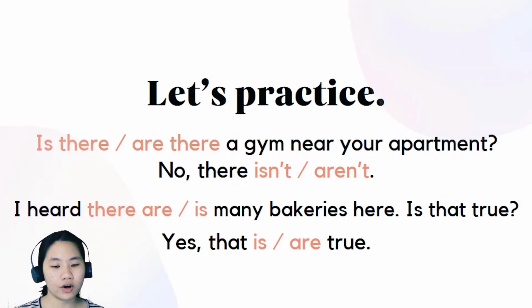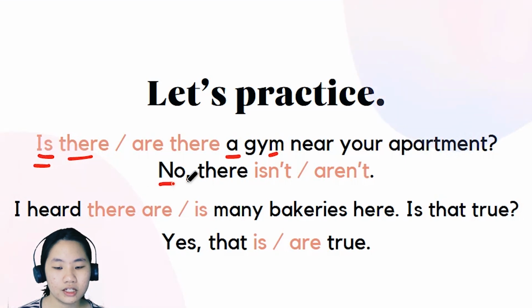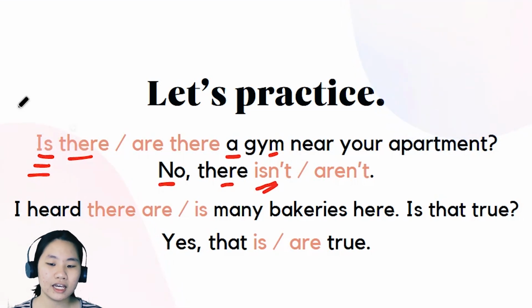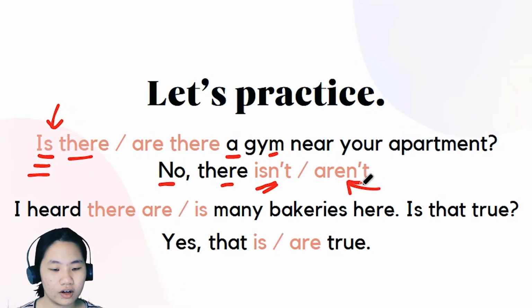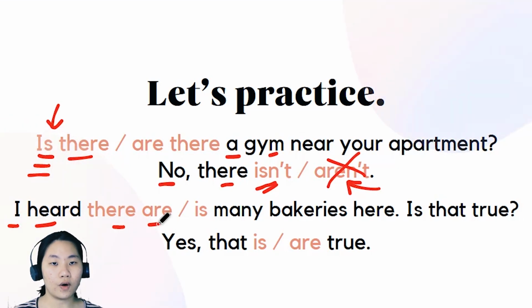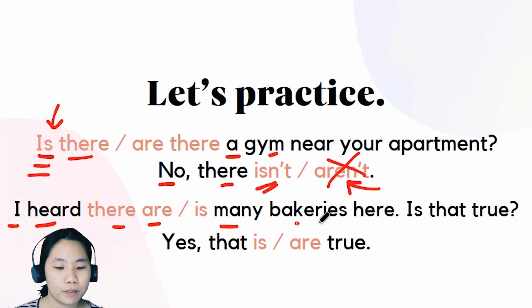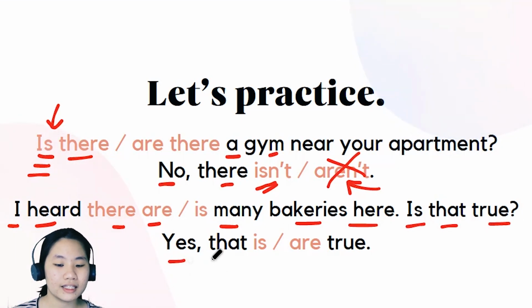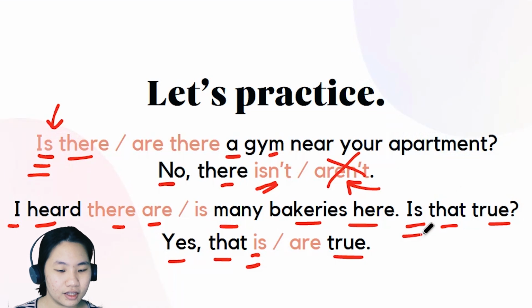Okay, so the answer for our first example is there is, because is signifies one thing and it is mentioning a gym, so it's only one gym. The answer to this is no, there isn't. If we already have is, we go with isn't, okay? There's no exception where the answer is is and we go with aren't. No such thing, okay? Next up, I heard there are. Are is for many things, right? Many bakeries here. Is that true? Yes, that is true. Now, why do we go with is? Because the question is, okay?